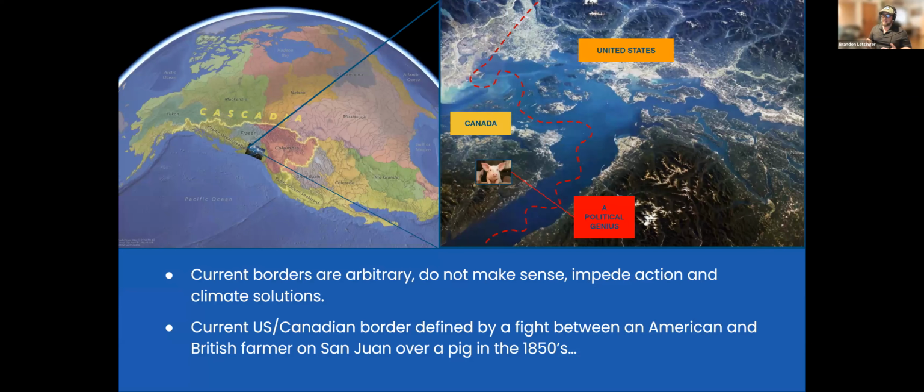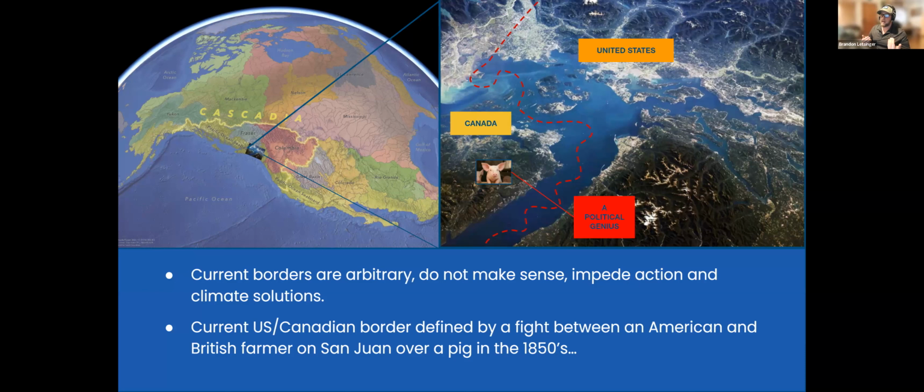To help reflect this point, current borders are arbitrary, they do not make sense, they impede action and climate solutions. The current US-Canadian border, which divides Vancouver Island, the Olympic Peninsula, the San Juans, the Gulf Islands, Vancouver, Bellingham, all of these different areas, was decided over a dispute between an American and British farmer on San Juan Island over a pig in the 1850s. A pig ran away, a farmer killed it, and because of that, it almost started a war between the United States and Canada, and they drew a line.